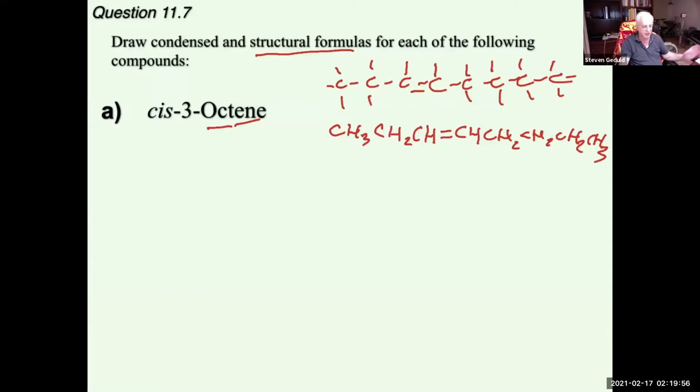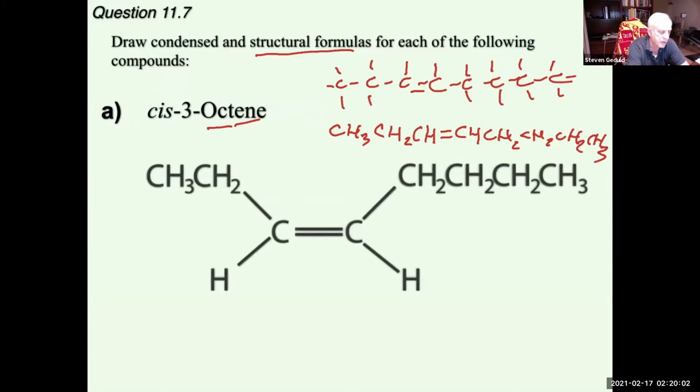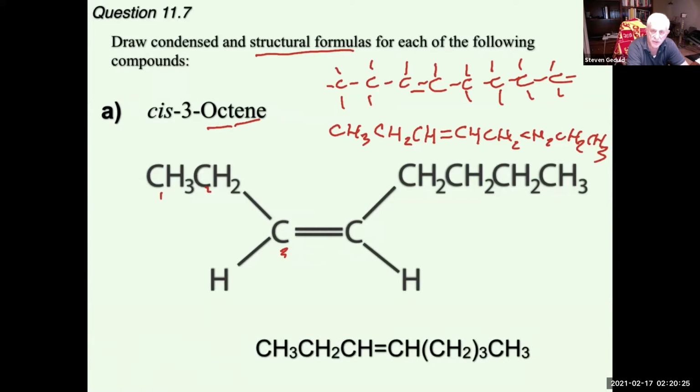So you should be able to write the condensed formula, the structural formula, and the line formula. Okay. There's your structural formula. And you can see it's a cis configuration. Okay, the alkyl groups are on the top, hydrogens are on the bottom. 8 carbons, number 3 has a double bond, like the formula says. And then there's your condensed form, just like we had. It's easy to draw the structural one first, and then draw your condensed formula, because then you can see where the hydrogens are going.